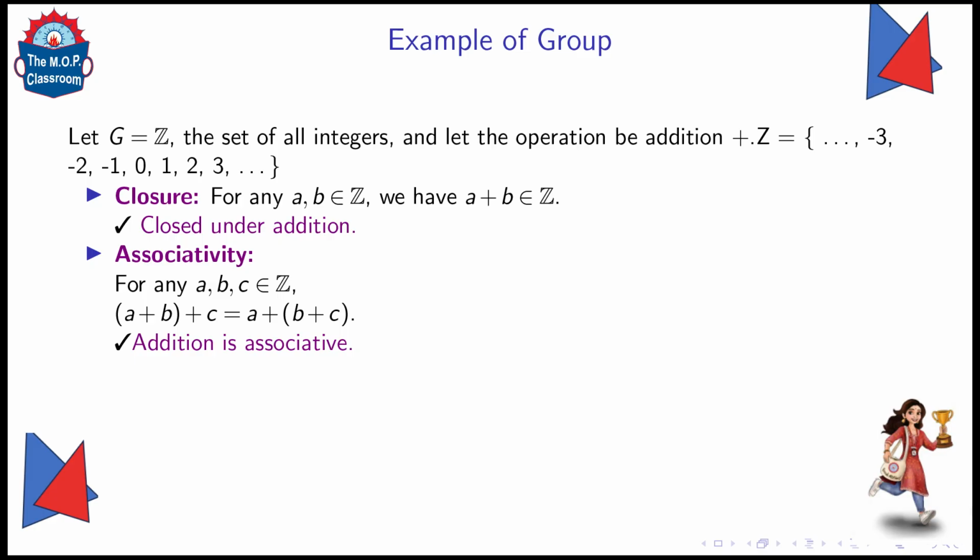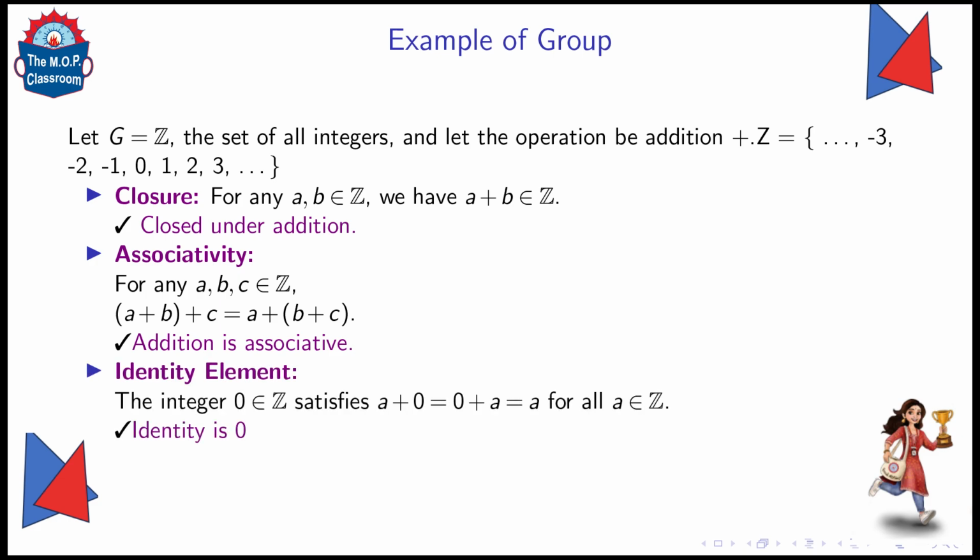The next axiom is associativity. Here we are going to take three elements 0, 1 and 2. So if I add 0 and 1, the resulting element will be 1, and if I add that again with 2, I'll get 3. Similarly, if I add 1 and 2, the resulting element will be 3, and if I add it with 0, I'll get again 3. Hence, it satisfies the associative property.